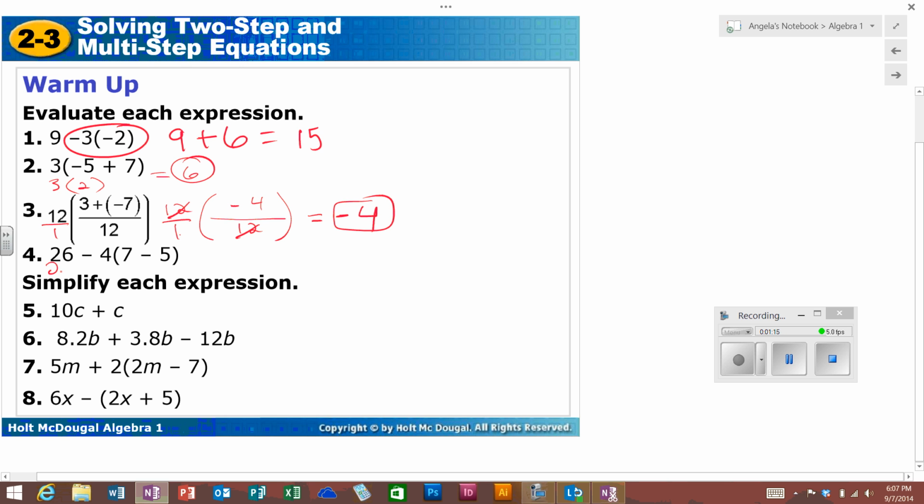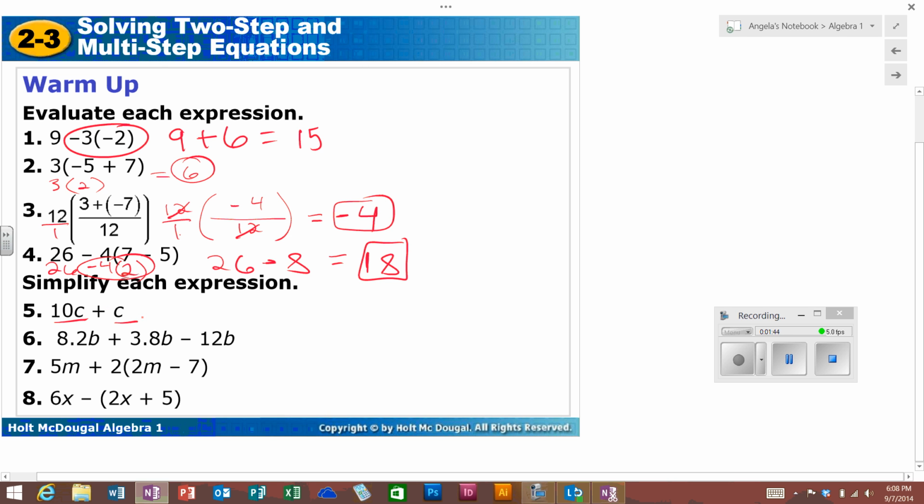Okay, same thing here. We're going to take care of what's in parentheses first, which becomes a 2. So then I have -4 times 2, so that becomes -8. So 26 minus 8 will make, we have 18. Okay. All right. Simplify each expression.